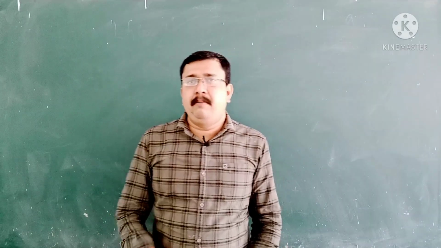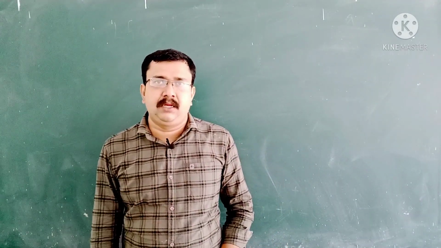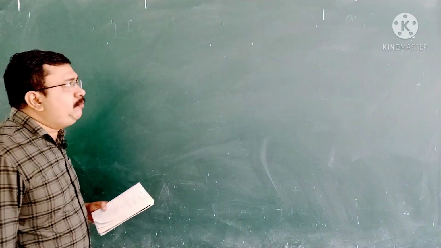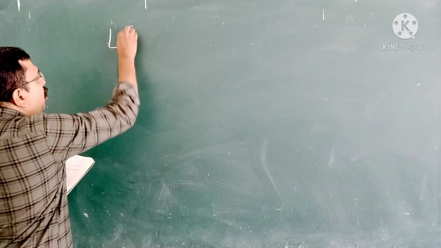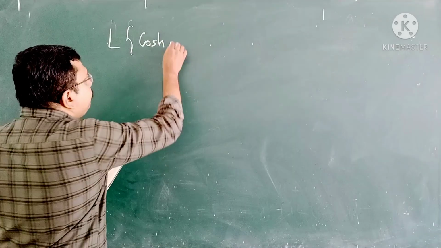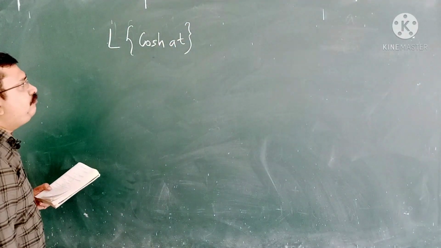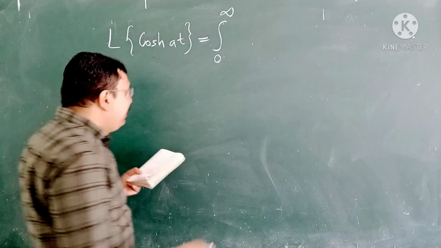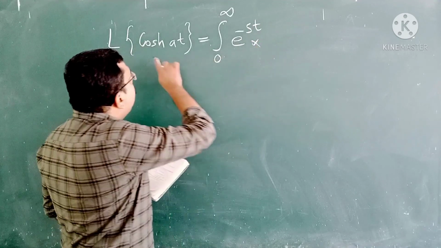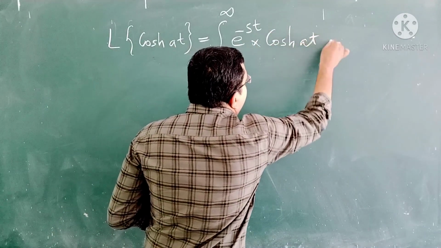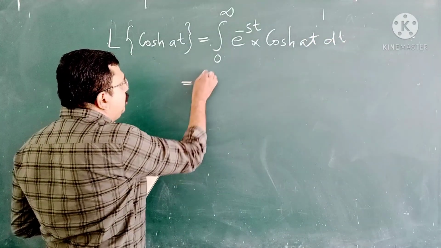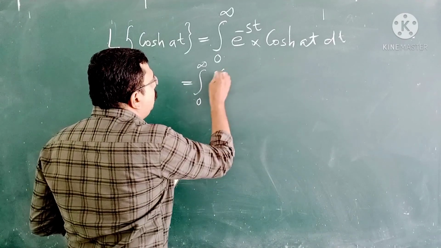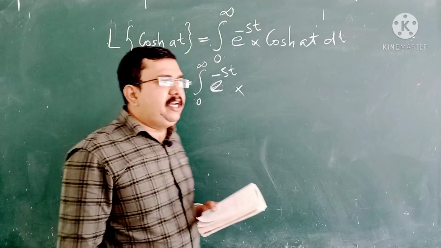Next, we are studying the Laplace transform for hyperbolic functions. Okay, listen, we are calculating the Laplace transform for cosh at, that is a hyperbolic cos function. You know that L of cosh at is equal to the integral 0 to infinity e raised to minus st into cosh at dt. But we know that it is equal to integral 0 to infinity e raised to minus st into cosh at, the hyperbolic function of cos.